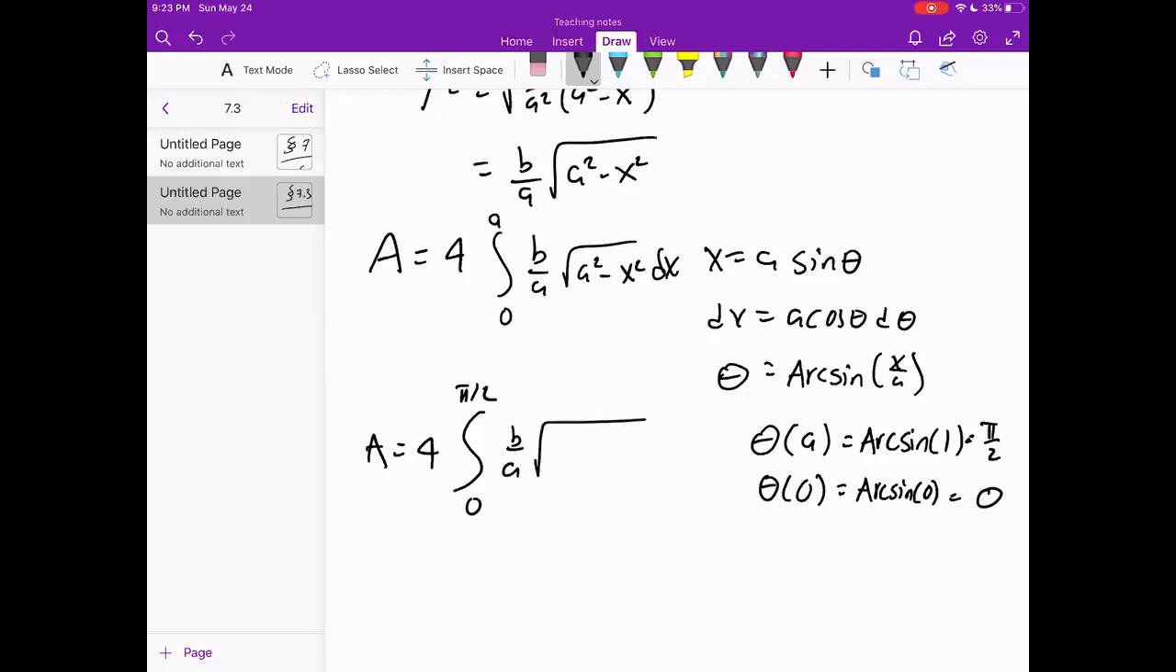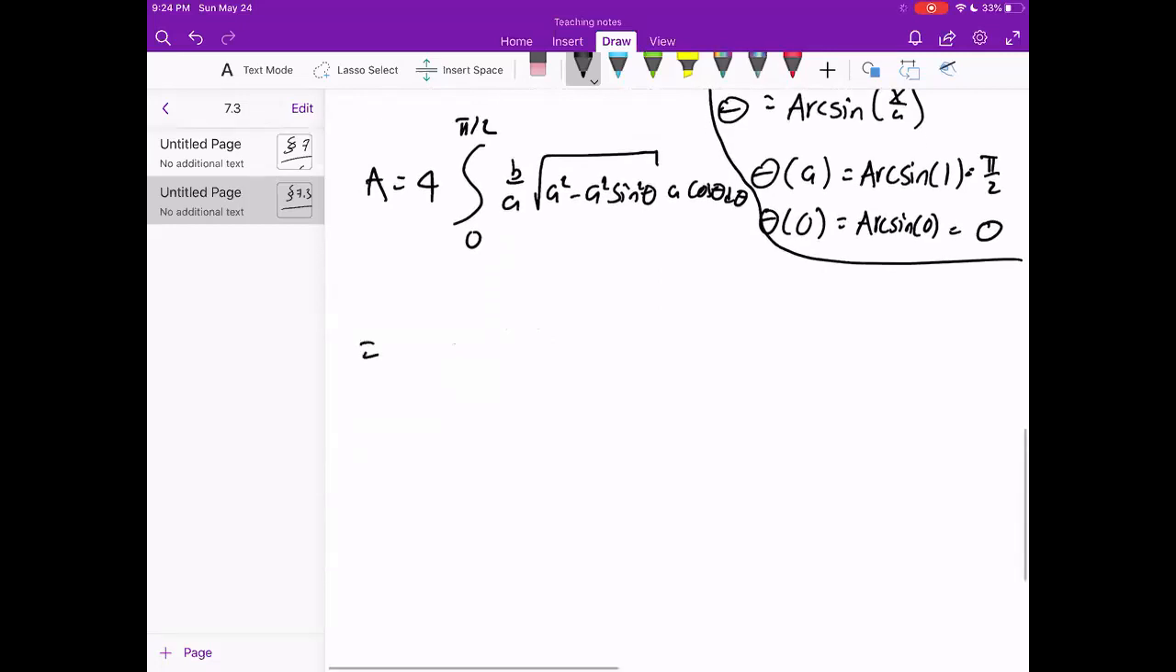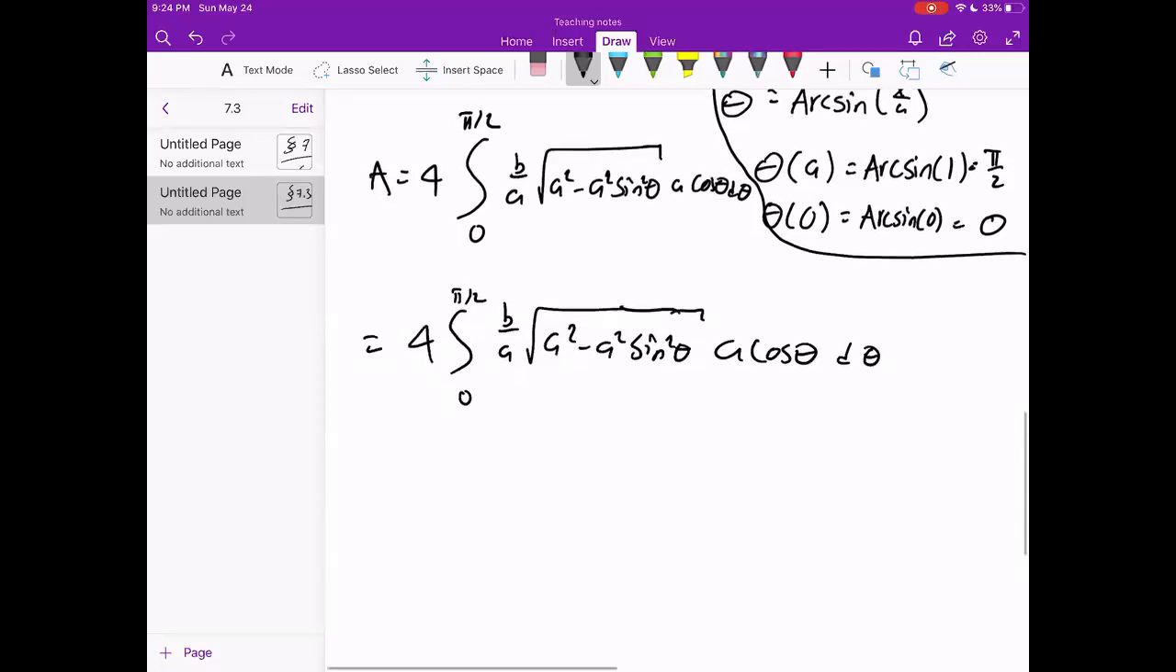B over a, square root of a squared minus a squared sine squared theta, and then I have a cosine theta d theta. Sorry, I didn't mean to make it all so bunched up. Let me copy it again down here. So just like u substitutions, I can change my bounds and it makes things easier. Using the substitution, I change my bounds. This way I won't have to go back and figure out what things are in terms of x. I can do this all in terms of theta now.